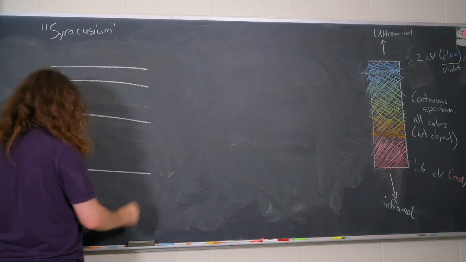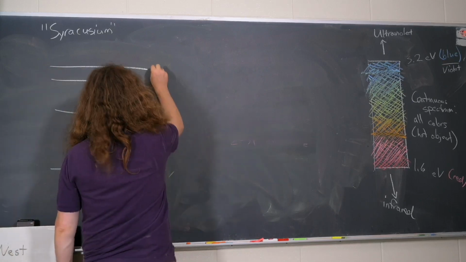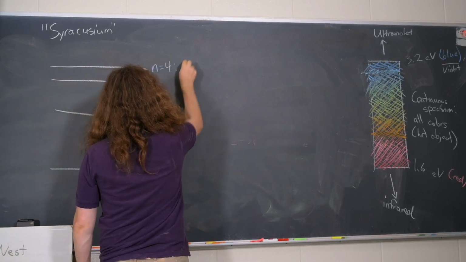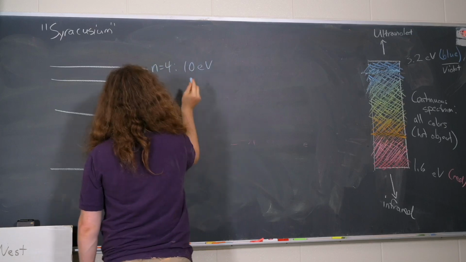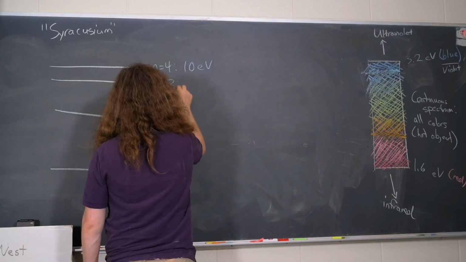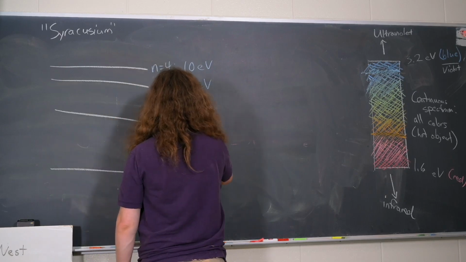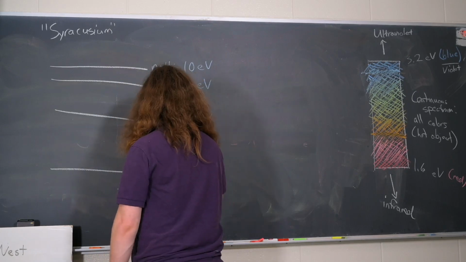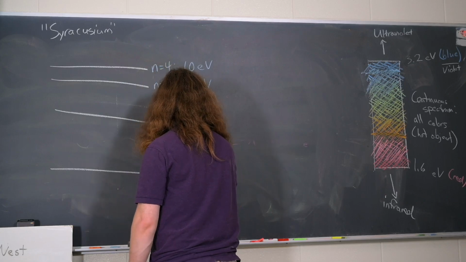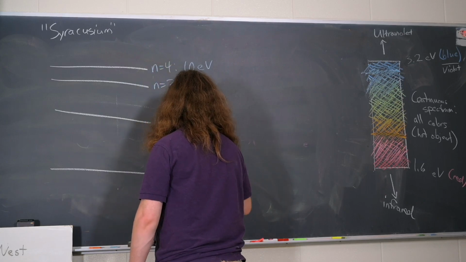So here are our energy levels. The top one was n equals 4 with 10 eV. The next one was n equals 3 with 8 eV. N equals 2 had 5 eV. And the ground state, n equals 1, had 0.